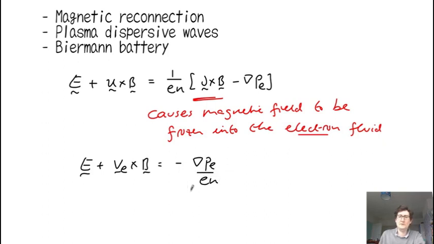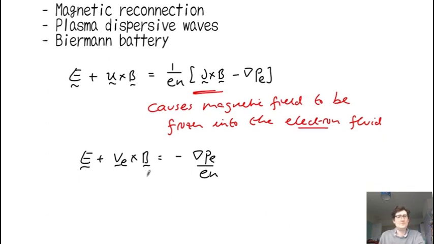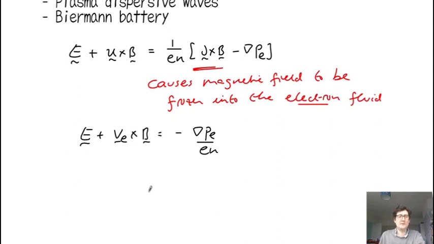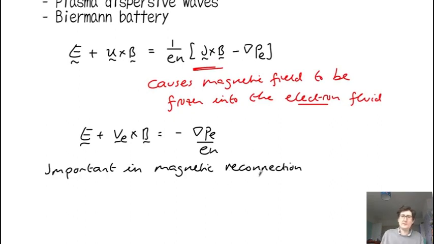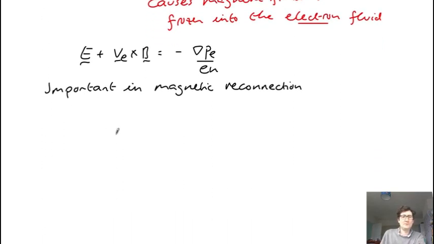So this term breaks frozen-in completely, whereas this J cross B term just means it's frozen into the electrons rather than the ions. And so both these terms can be very important in magnetic reconnection. So magnetic reconnection is important in many areas of plasma physics, so astrophysics and solar physics, but also in tokamaks as well. There are some examples of where tokamak reconnection is important. So one, for example, is in startup. There's something called merging compression, which is used in starting up some tokamaks.